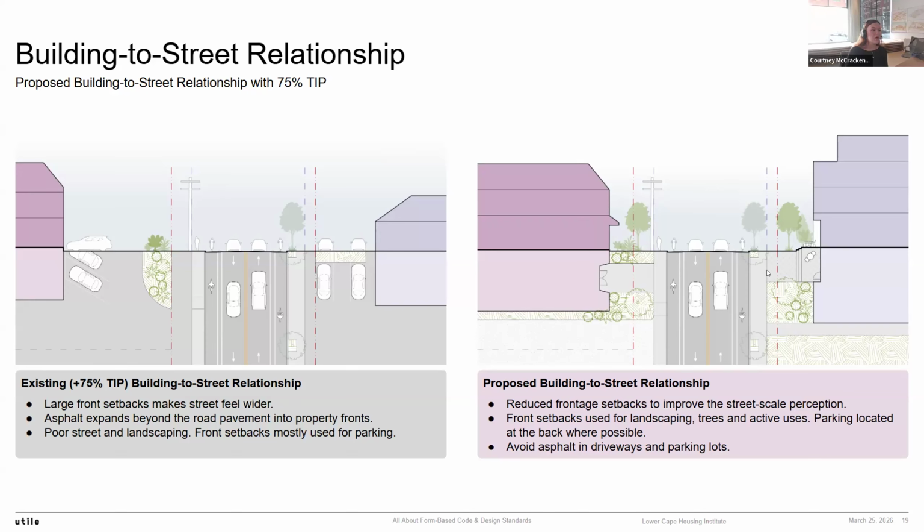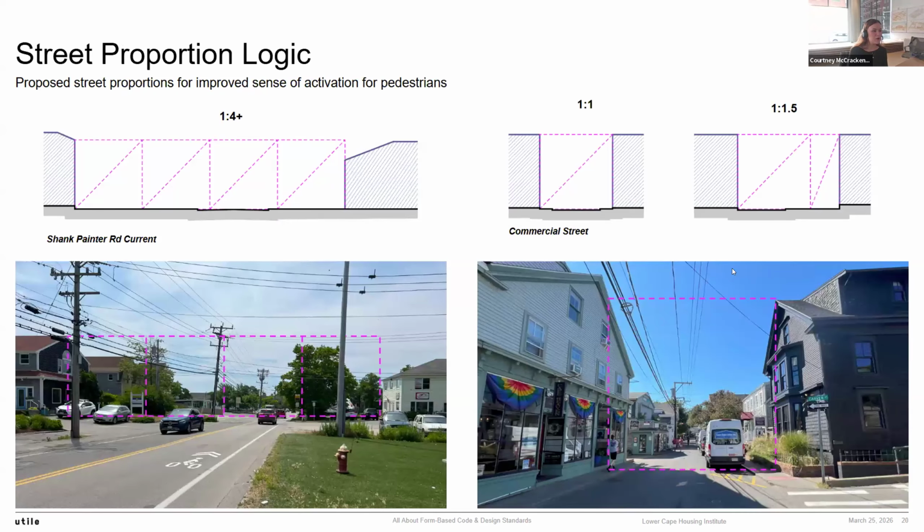And this logic came from the existing 1-to-4 relationship of Schaefer Road. Next slide. Where the buildings are significantly set back. However, on Commercial Street, they're at about a 1-to-1 or a 1-to-1.5 ratio, where it starts to create this more pedestrian-friendly relationship, but it also starts to slow traffic down a little bit because of the closeness of the buildings. Cars automatically want to go a little bit slower.